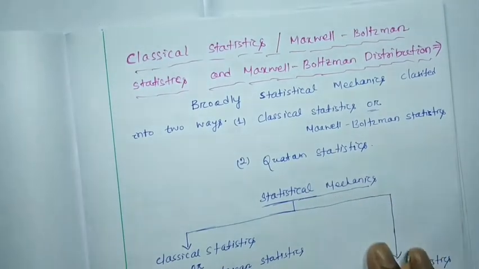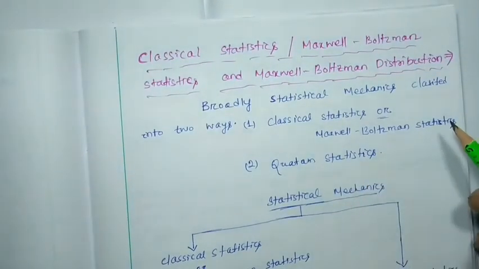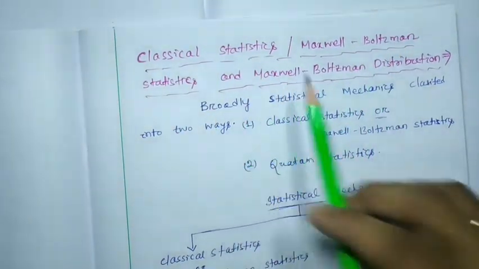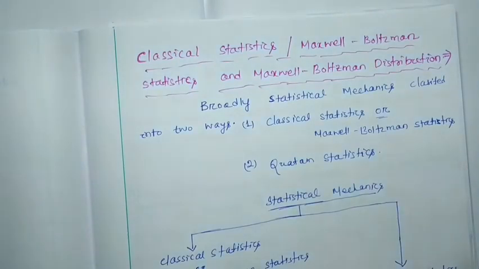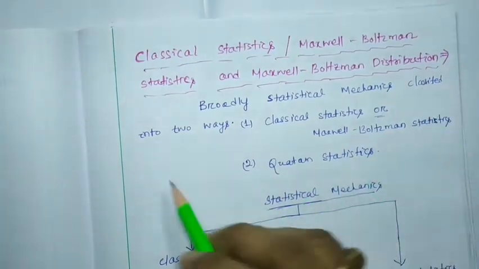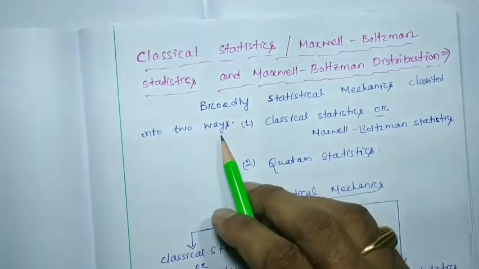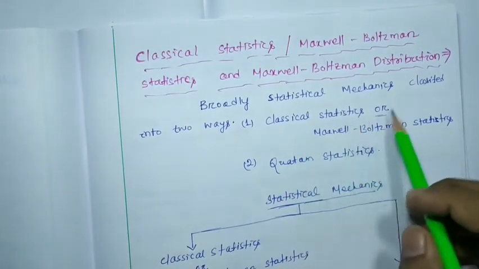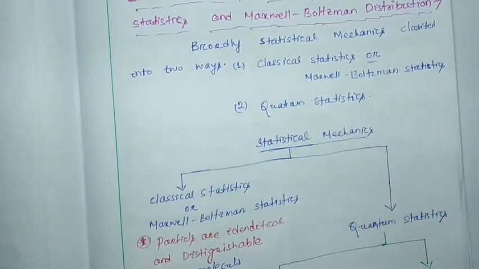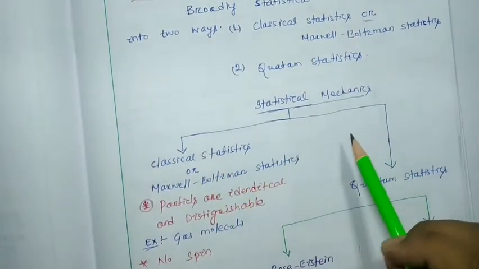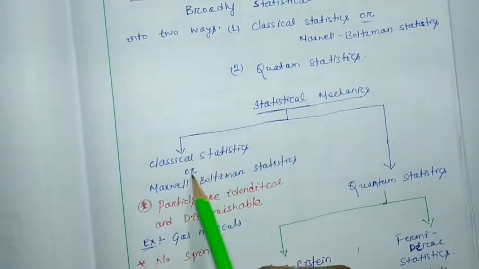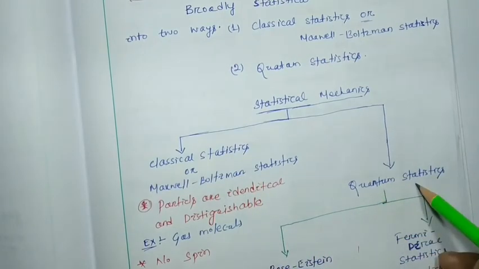Okay. So today we are going to discuss classical statistics or Maxwell-Boltzmann statistics and Maxwell-Boltzmann distribution. Broadly, statistical mechanics is classified in two ways: classical statistics, or Maxwell-Boltzmann statistics, and quantum statistics. Here is the classification tree. You can see that the whole of statistical mechanics is broadly classified into two: classical statistics or Maxwell-Boltzmann statistics, and quantum statistics.